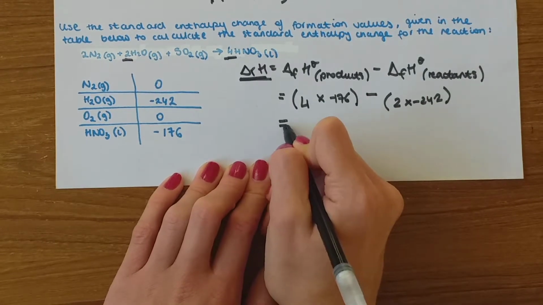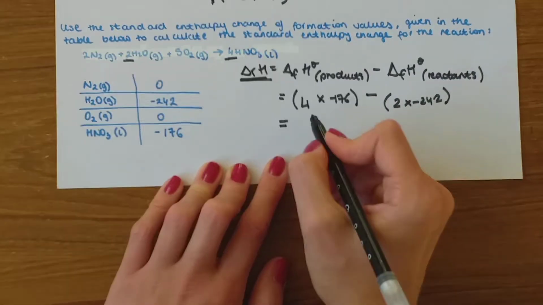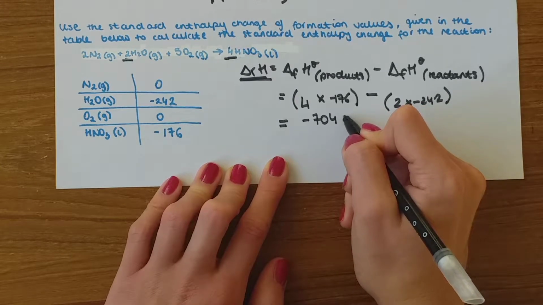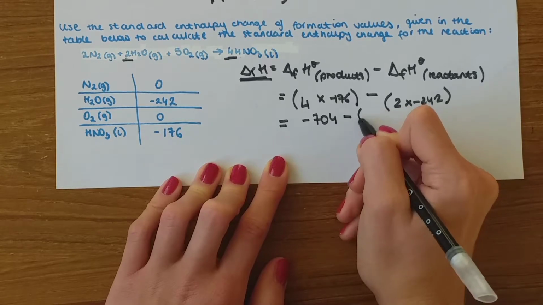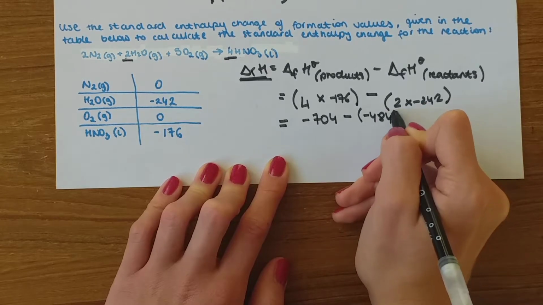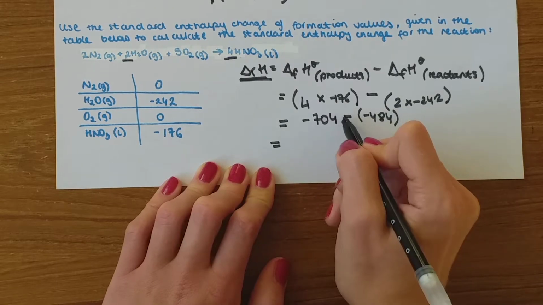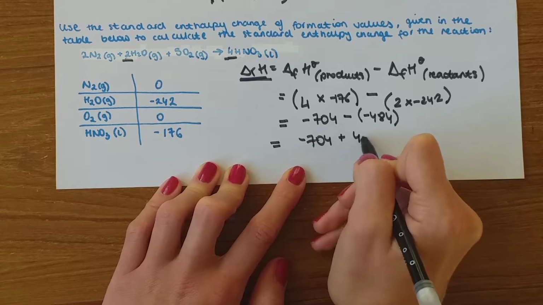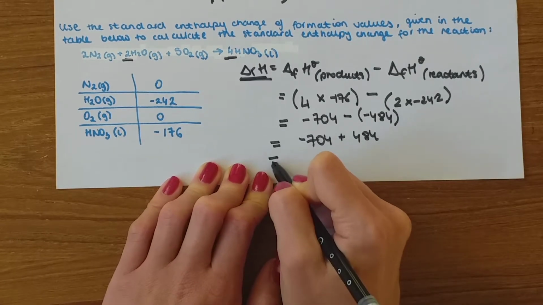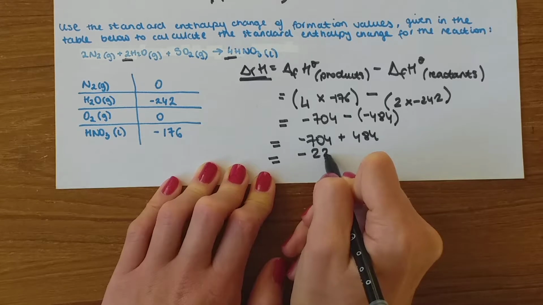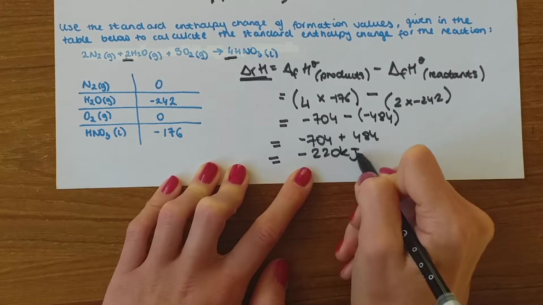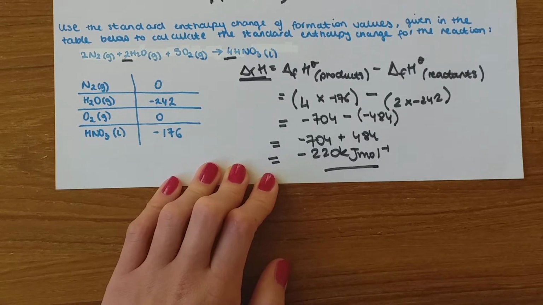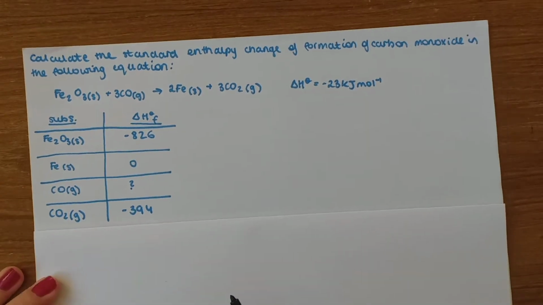Now we just gotta add up all the numbers and we're done. So that's minus 704, and then we take away minus 484. As you know, minus and a minus is plus, so it's minus 704 plus 484, which gives us a final answer of minus 220 kilojoules mole minus 1. And that's it. So here is the next question.